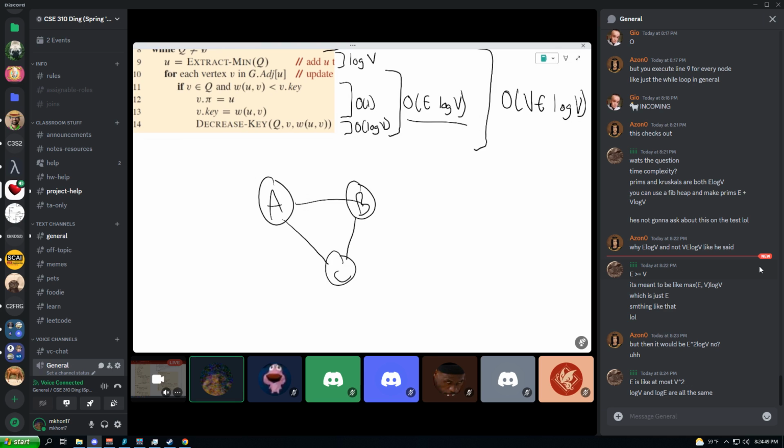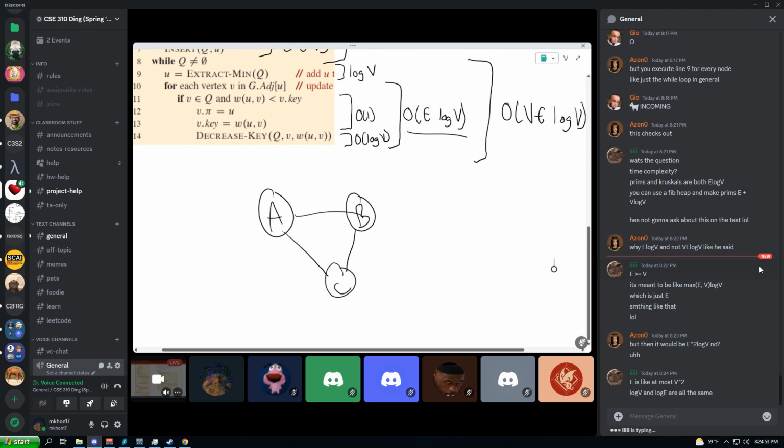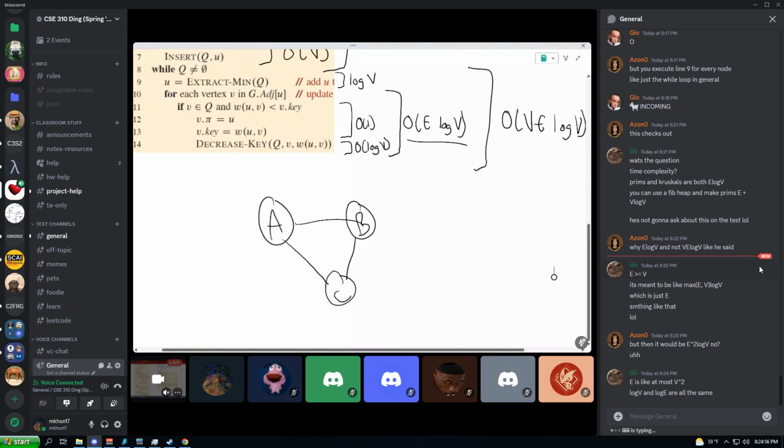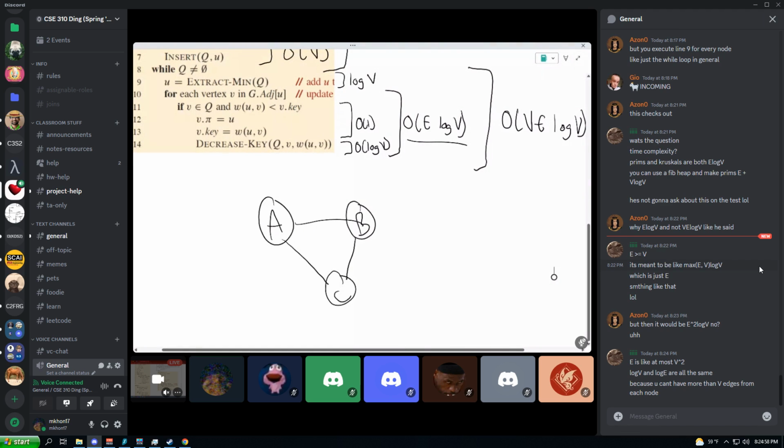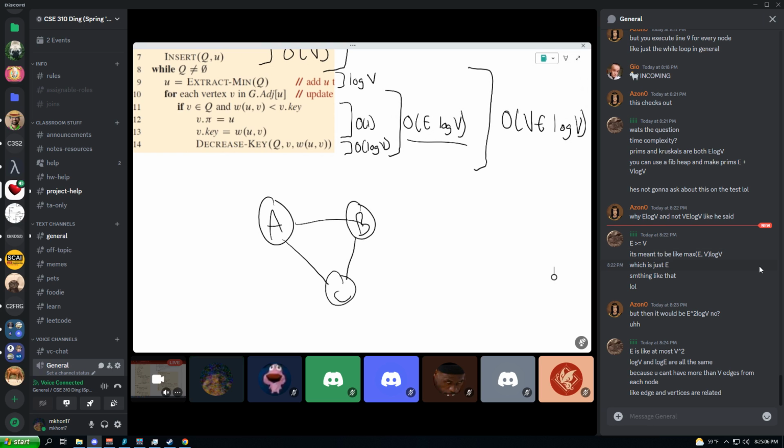I'm just really confused on this, because I'm trying to figure out why it's E log V. You can't have more than V edges from each node. Yes, I agree with that. That makes sense to me.